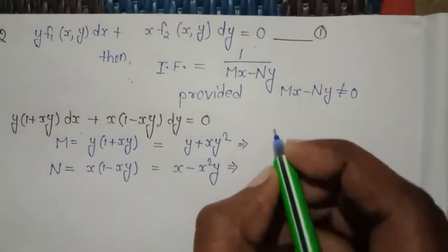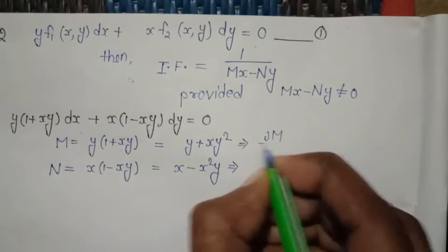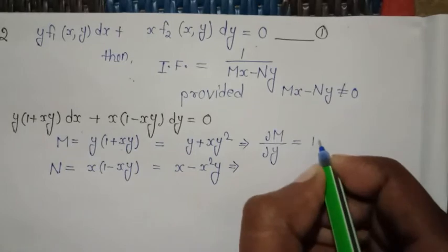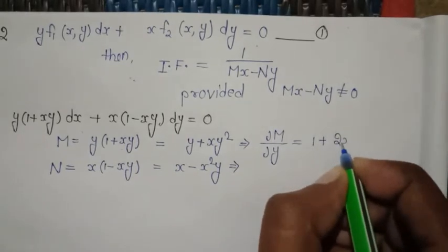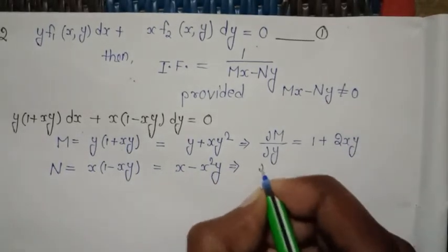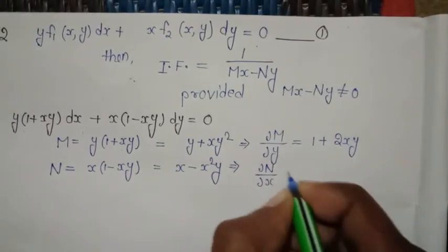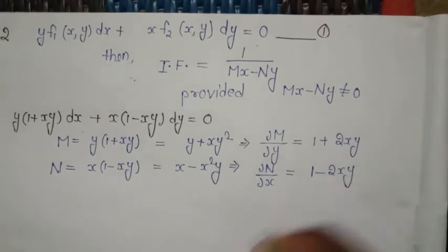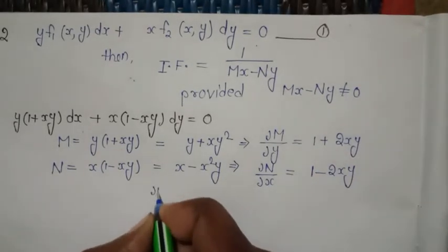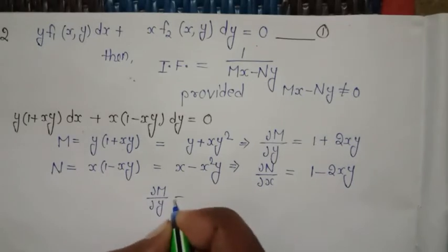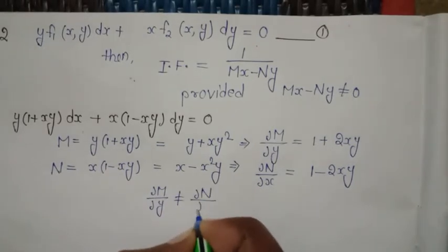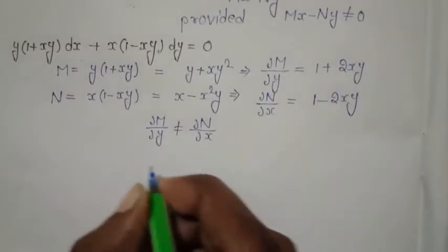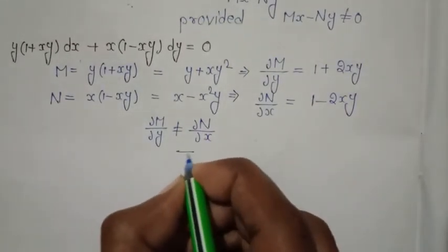Now I am going to take the partial derivative of M with respect to y. Then it gives 1 plus 2xy. And then the partial derivative of N with respect to x becomes 1 minus 2xy. So you can see both are not equal. That is, ∂M/∂y is not equal to ∂N/∂x. So we can conclude from here that the given equation is not exact.